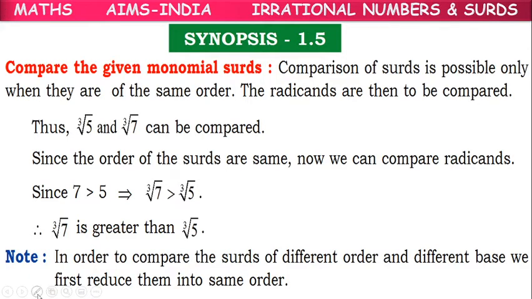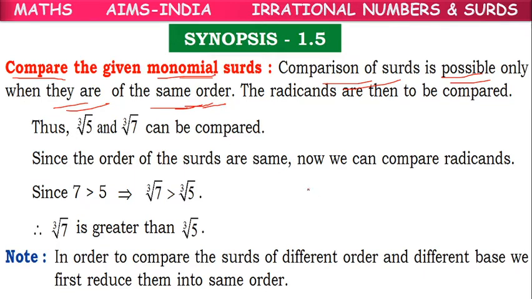Today's concept is comparing the given monomial surds. In our previous videos we have learned that by using laws of radicals, we can compare the monomial surds. Comparison of surds is possible only when they are of the same order.